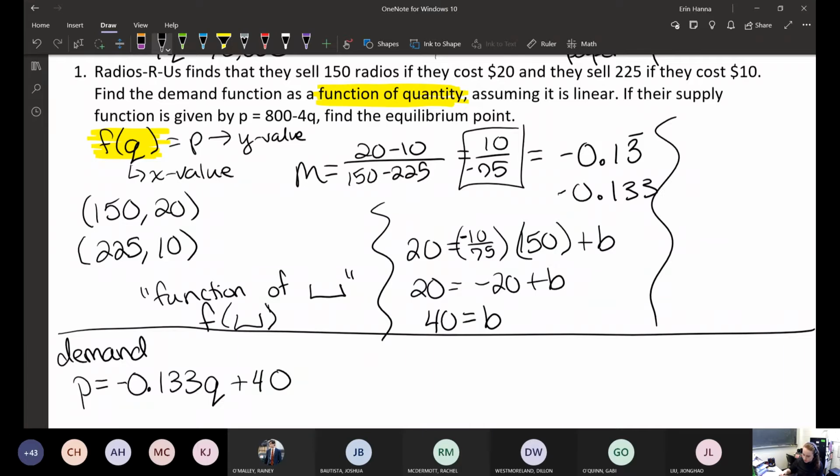And then if we want the equilibrium point where we're given that supply, let me just write this down so I can scroll down a little bit. So supply was our 800 minus 4Q equals P.